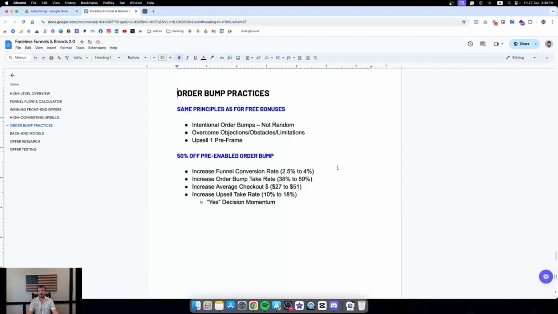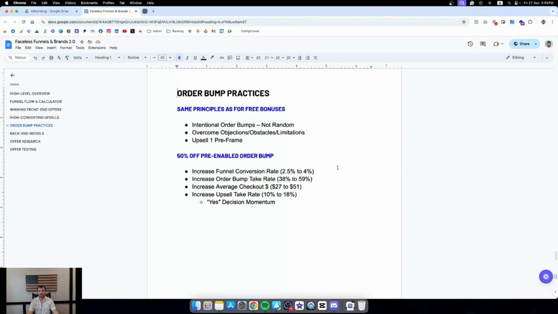That's why, when I say your upsell conversion rates, the take rates on your upsells, are a lot of the time just dependent upon the front end offer and the bumps, right? I see a lot of people trying to optimize the upsells, but sometimes the problem is not the upsell, it's the front end, it's the bump, right? So you want to be intentional about those things.